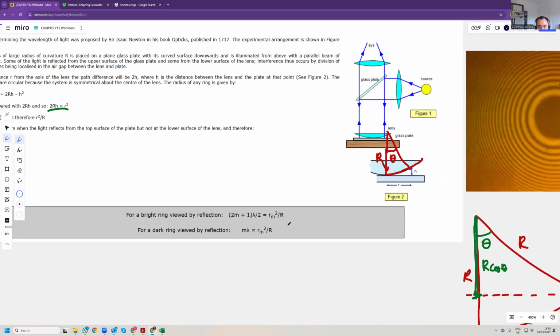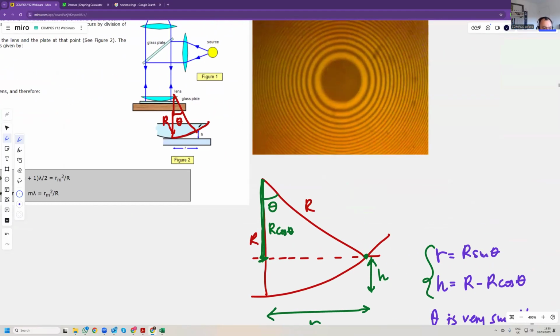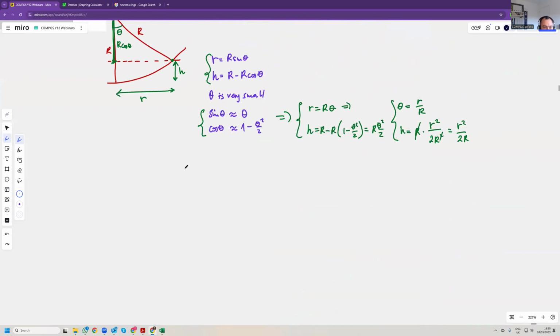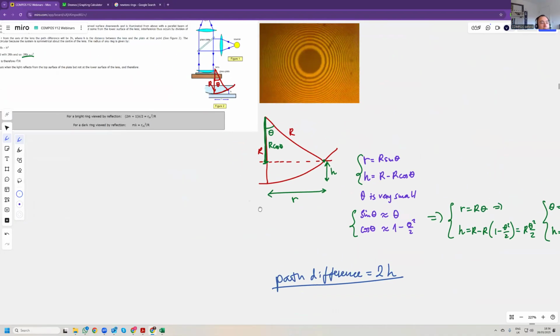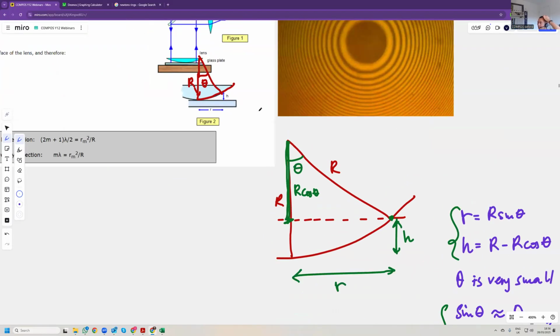2Rh is r squared. Now the path difference between the two rays, because we know that we have one ray reflecting from the bottom surface and one ray reflecting from the mirror, is 2h. But there's a catch, and the catch is when it's a hard reflection. So what does a hard reflection mean? A hard reflection is when you reflect off a material with higher refractive index. So if you are traveling through the air and you reflect from glass, that's a hard reflection. There's a change of phase.